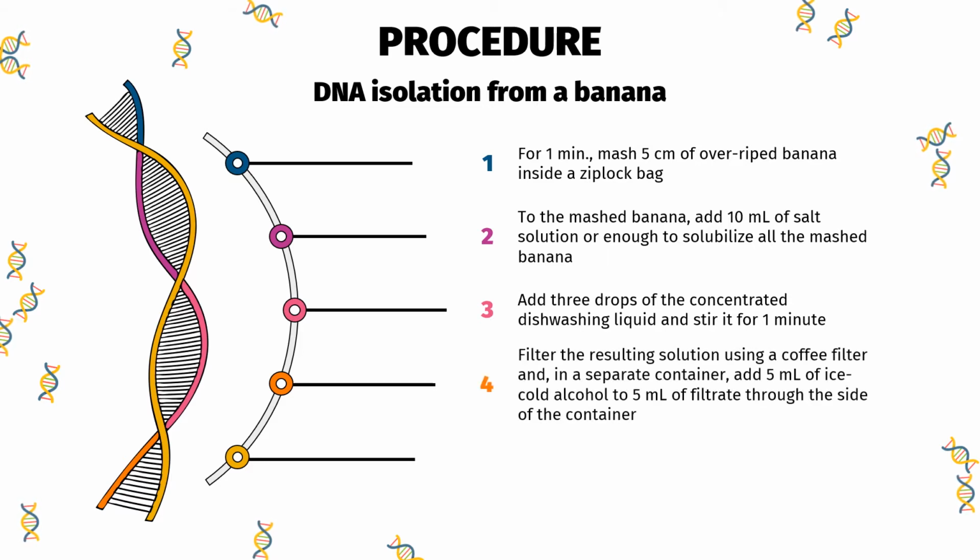After stirring, filter the resulting solution using a coffee filter, and in a separate container, add 5 ml of ice-cold alcohol to 5 ml of filtrate through the side of the container. Finally, let it stand for 3 minutes, then observe and collect the filaments of DNA.